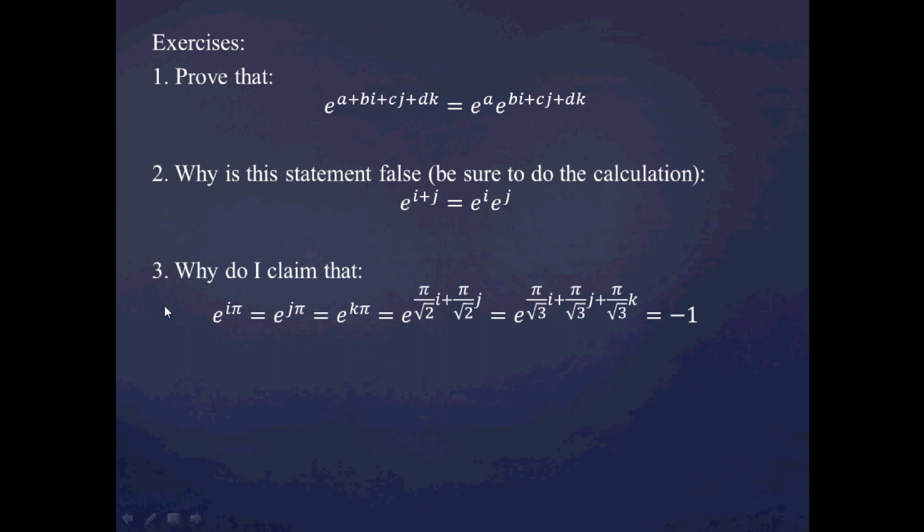And lastly, convince yourself of that Euler identity for the quaternions that I claimed in the first slide of this video, that the 5 quaternion exponentials I have listed here are all equal to -1.